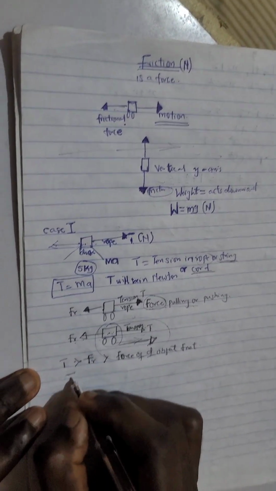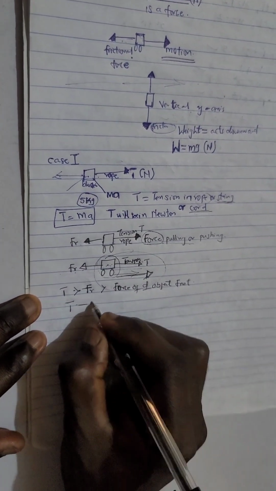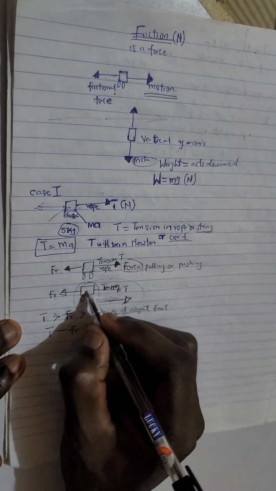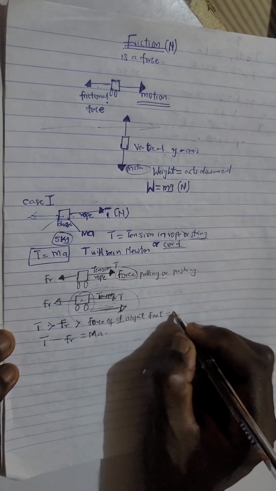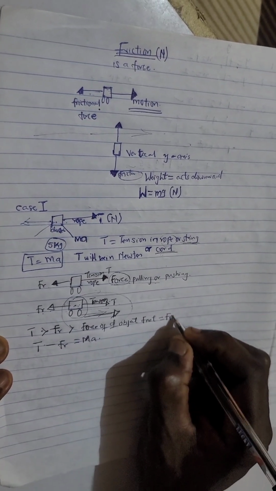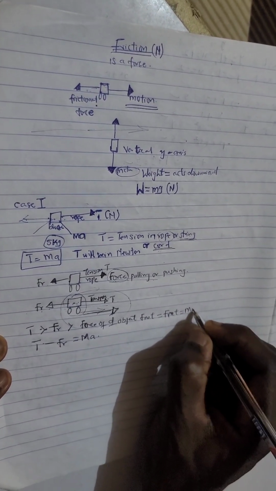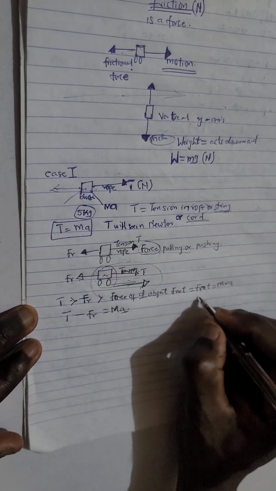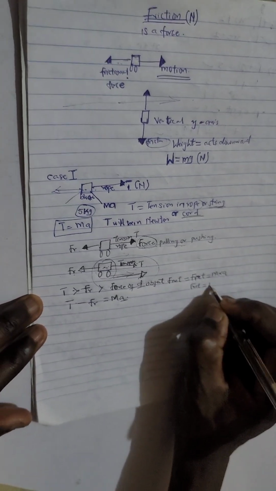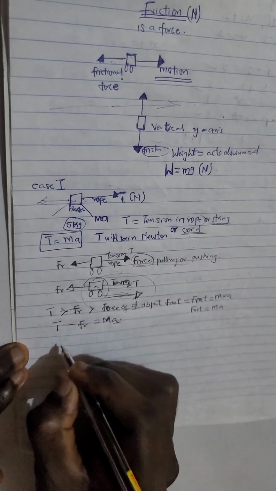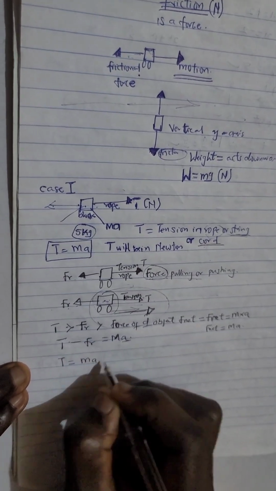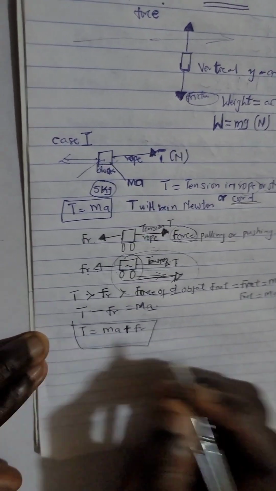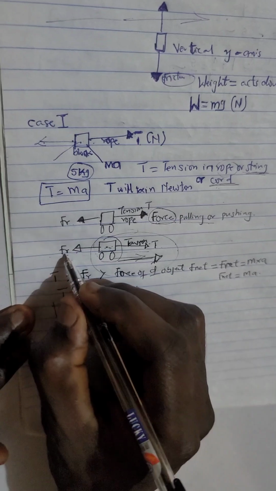Now it means that this T minus the frictional force will be equal to what? MA. This net force is equal to mass times acceleration, which is the acceleration of the object. So net force equals MA. So here we have T equals MA plus FR, which is the frictional force, provided that there is frictional force there.